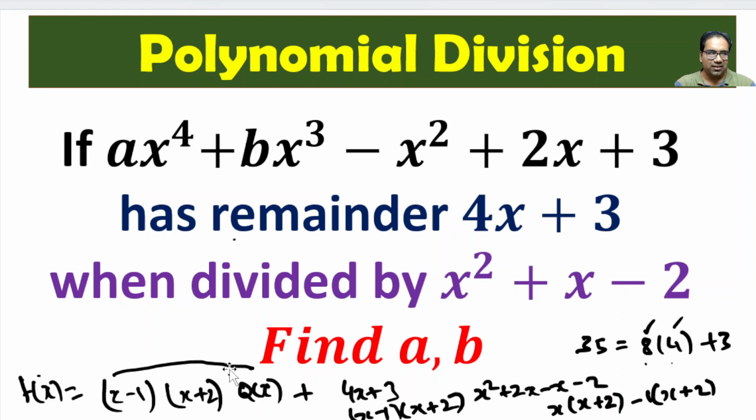When x equals 1, this part will become 0, so we'll be left with f of 1 equals the remainder. Similarly, when x equals minus 2 also, this part will entirely become 0. The product of quotient and divisor will become 0. So f of minus 2 will become the remainder. This is called the remainder theorem also, by the way.